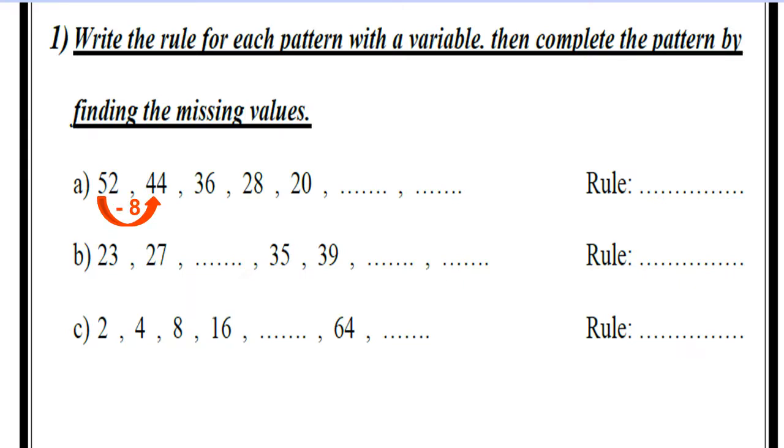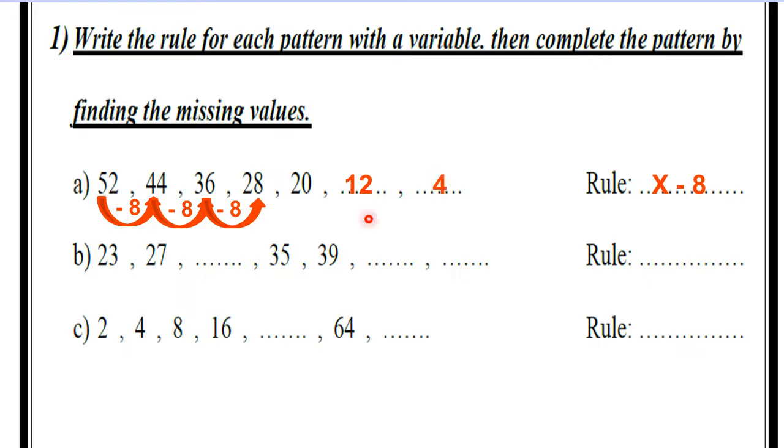So 52 minus 8, 44. 44 minus 8 will be 36. 36 minus 8 will be 28. So here our rule is minus 8. So the variable will be x here. So the rule is x minus 8. And now 20 minus 8, it will be 12. 12 minus 8, it will be 4.